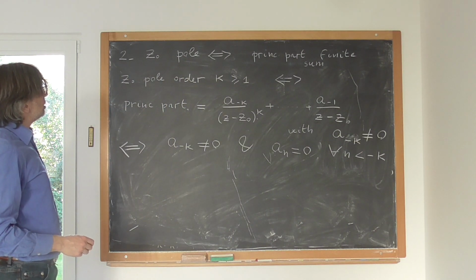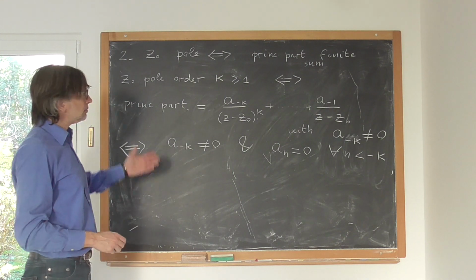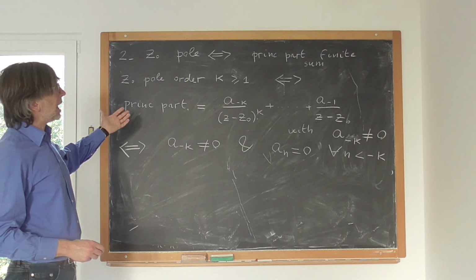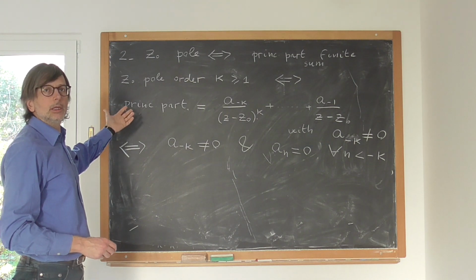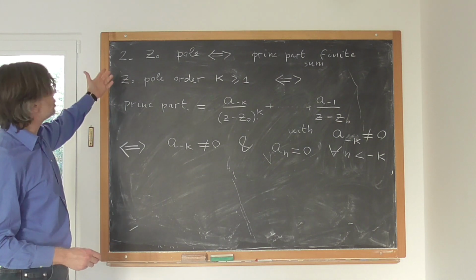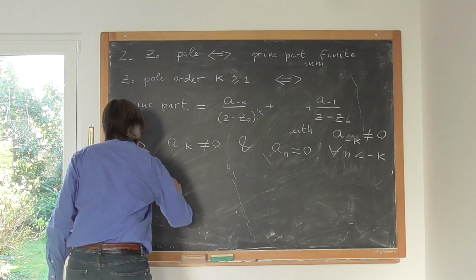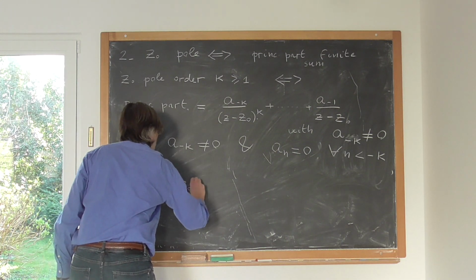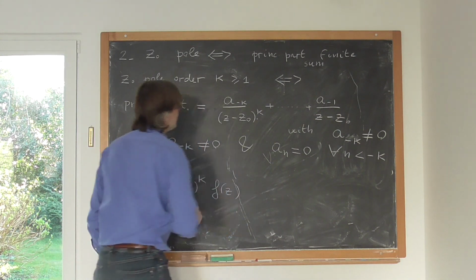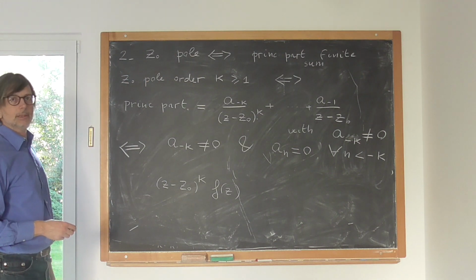So this is the characterization of poles in terms of the Laurent series. And the proof is you just apply what we proved in 1, so in the characterization of removable singularities, you just apply that argument but to the function (z minus z naught) to the power k times f of z. Okay? And you will obtain immediately this statement.